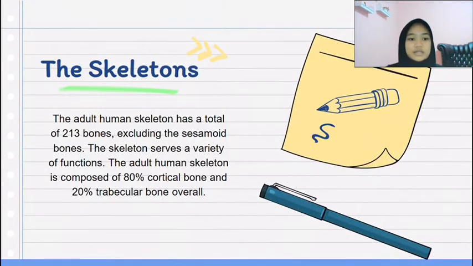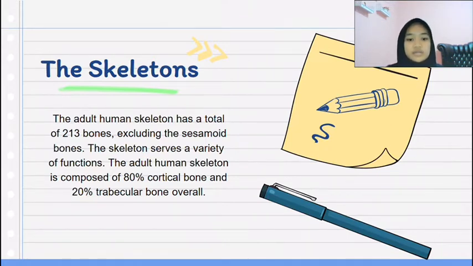Okay, the discussion. First, the skeleton. The adult human skeleton has a total of 213 bones excluding the sesamoid bones. The appendicular skeleton has 126 bones, axial skeleton 74 bones, and auditory ossicles 6 bones. Each bone constantly undergoes modeling during life to help it adapt to changing biomechanical force, as well as remodeling to remove old, micro-damaged bone and replace it with new, mechanically stronger bone to help preserve bone strength.